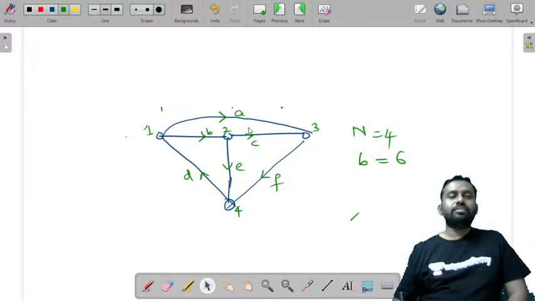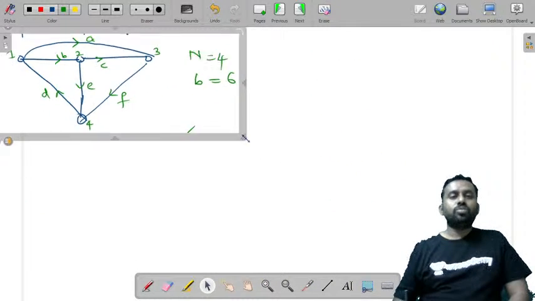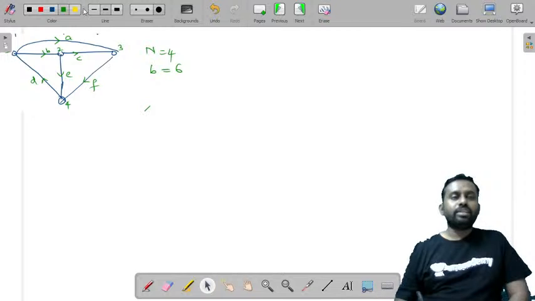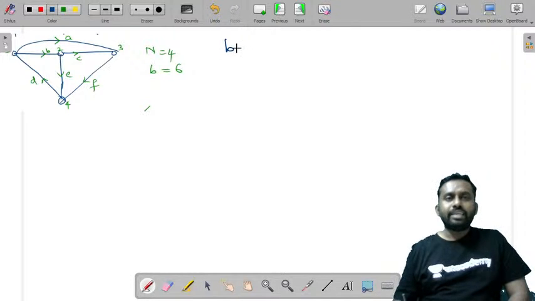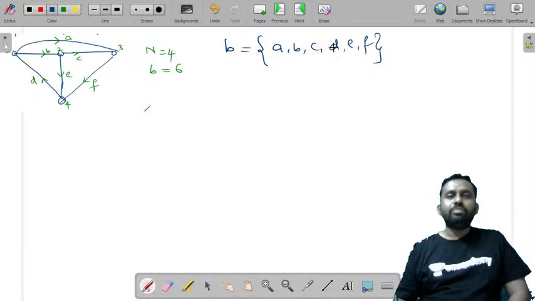So this is the original graph, right? So we'll write original graph. What are the nodes and branches? What are the branches in this? A, B, C, D, E, and F. These are the branches. Now let me draw a tree.